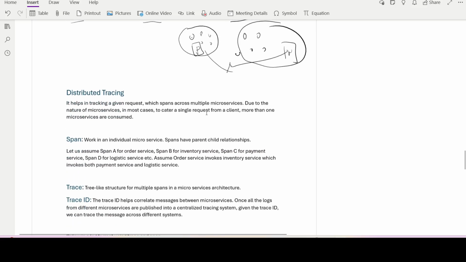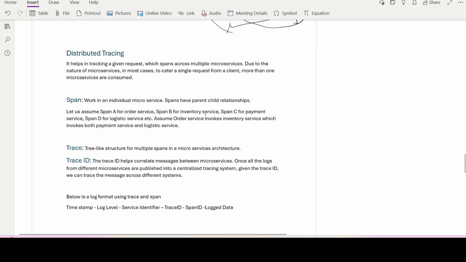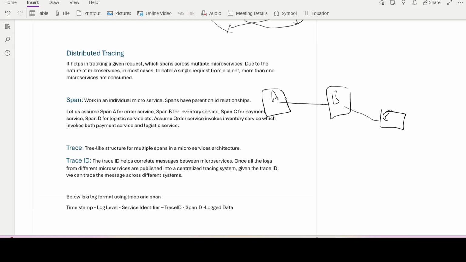Now let's look at distributed tracing. As we said, each microservice has its own log. Say there are three microservices A, B, and C, where a request comes from A to B and B to C. Now we want to trace the request. Trace means it started here, went here in step 1, then in step 2 it came here, and in step 3 it came back to B with a response, and B sent a response back to A. So multiple steps are there, and we need to trace each of the requests. Tracking a given request which spans across multiple microservices is called distributed tracing.